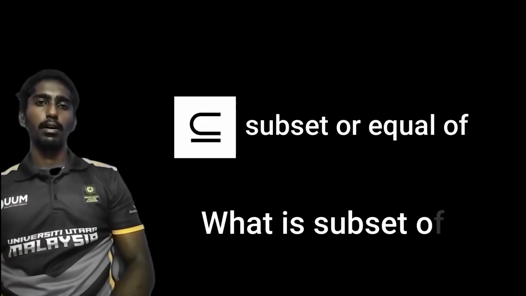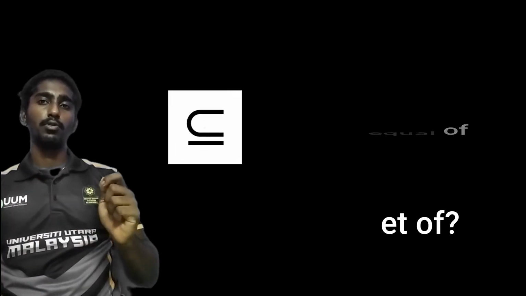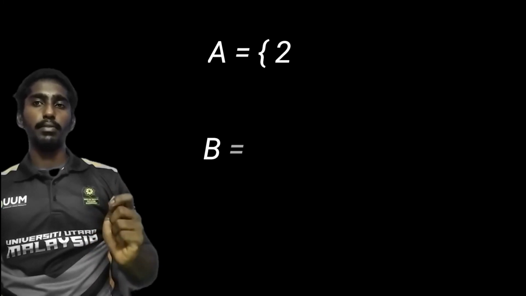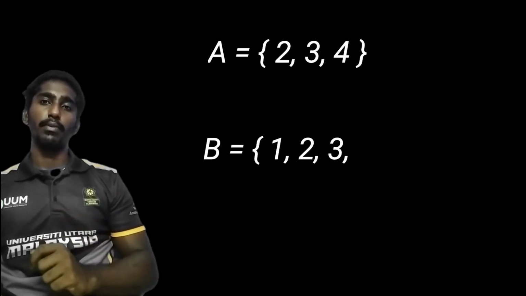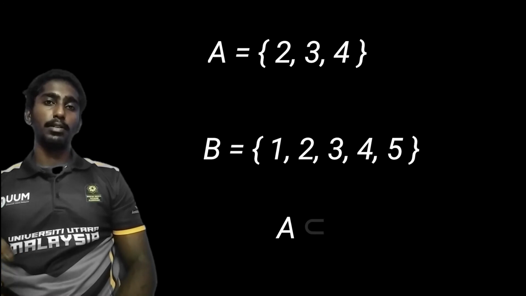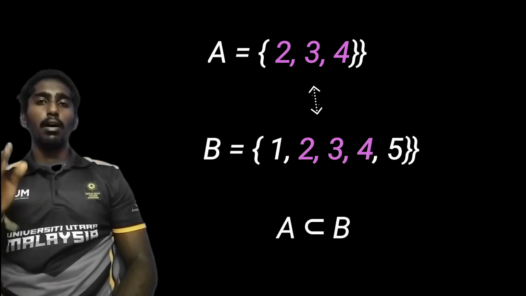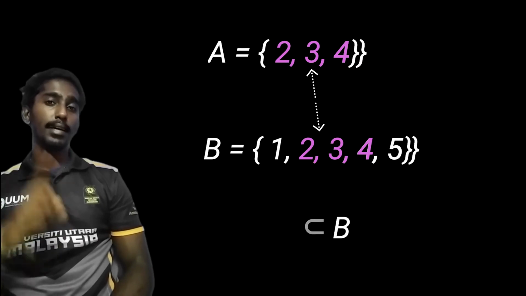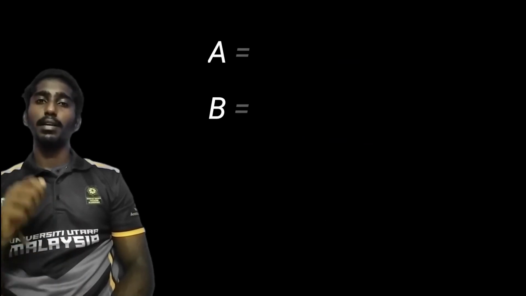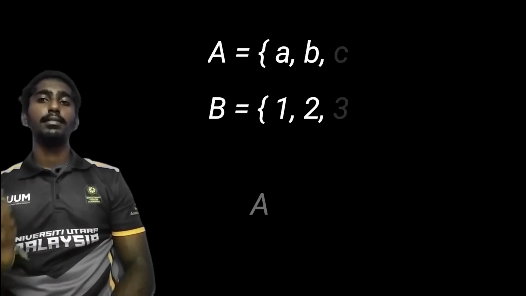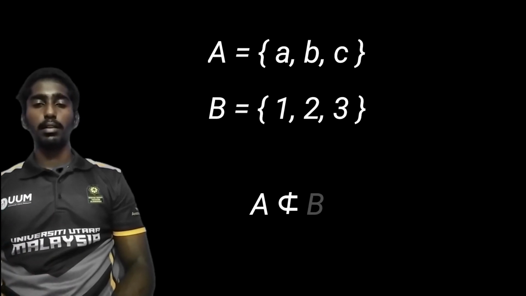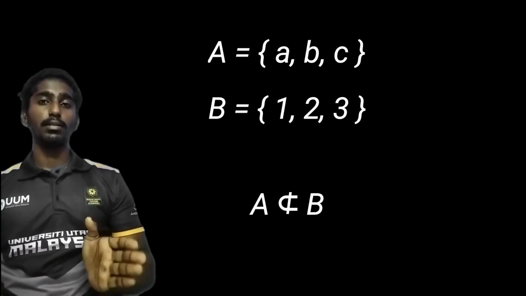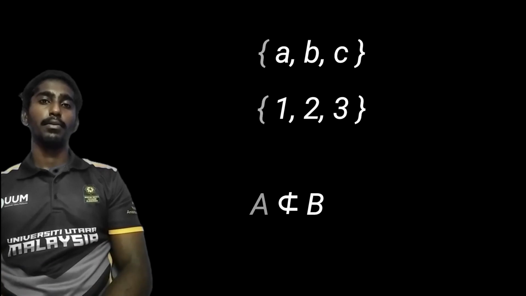So the next is subset of. What is a subset? For example, set A with elements 2, 3, 4 and set B with elements 1, 2, 3, 4, 5. A is a subset of B, which means all the elements in A are also in B. The next example is set A with elements A, B, C and set B with elements 1, 2, 3. Therefore, set A is not a subset of set B.